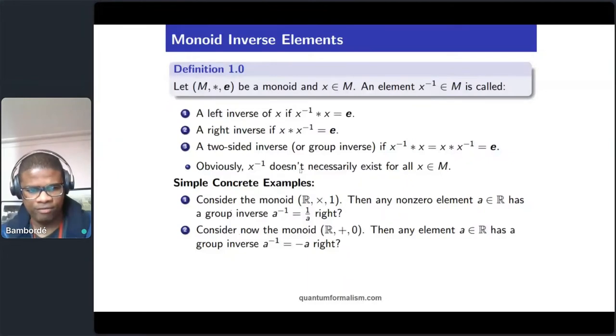And speaking of this, that not everyone has it, zero doesn't have a multiplicative inverse, right? Because otherwise we'd have one over zero, right? We know what that gives, right?